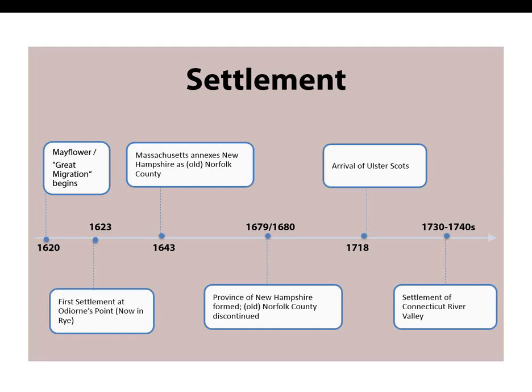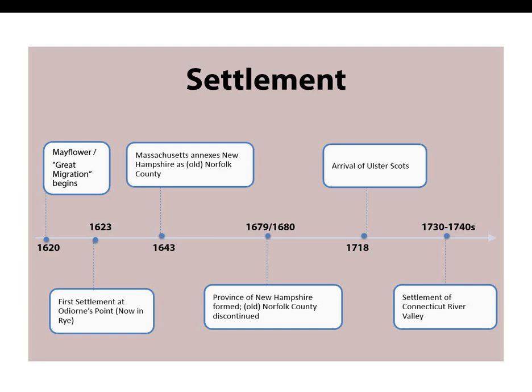Now, moving further on into the history, the first 4 towns that were settled are Portsmouth, Dover, Exeter, and Hampton, New Hampshire. And these are the earliest settled towns in the early part of the 17th century.